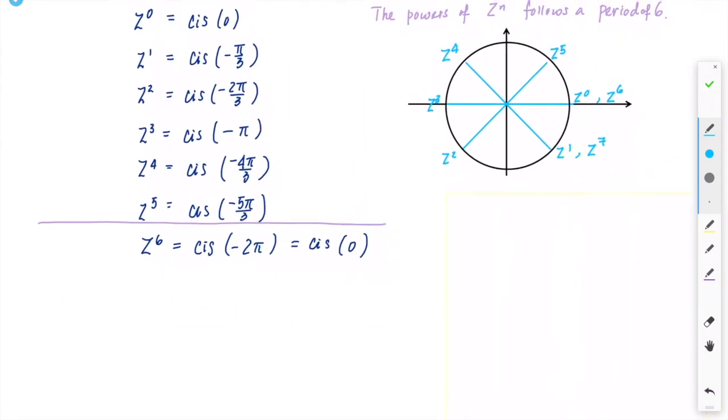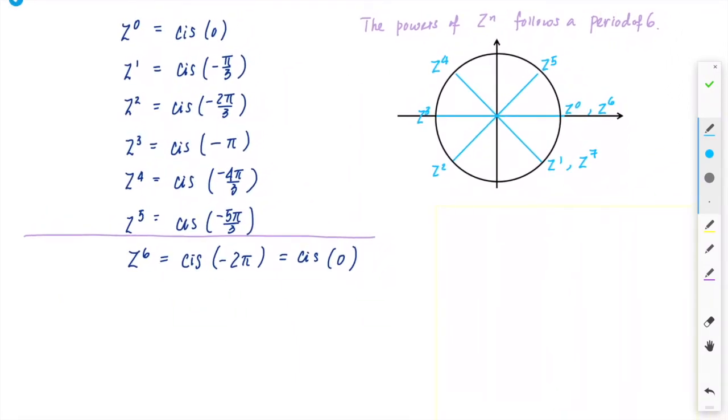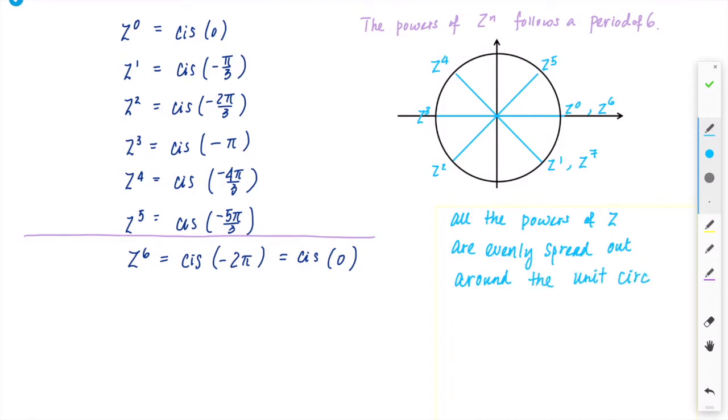And what we also notice is that all of these powers of z are evenly spread out around the circumference of this unit circle. It's a unit circle because the modulus.